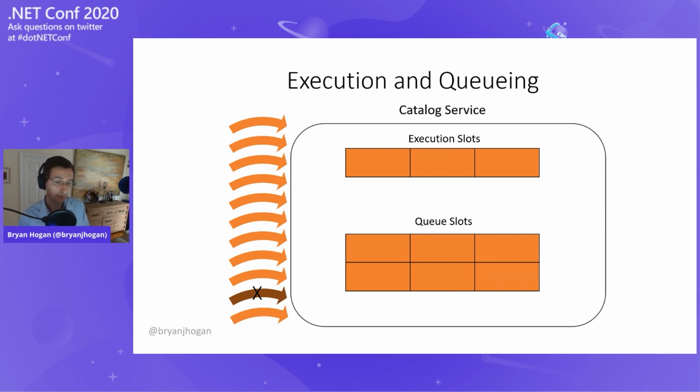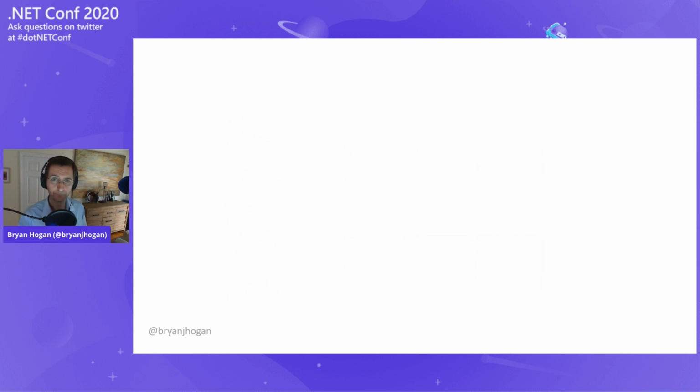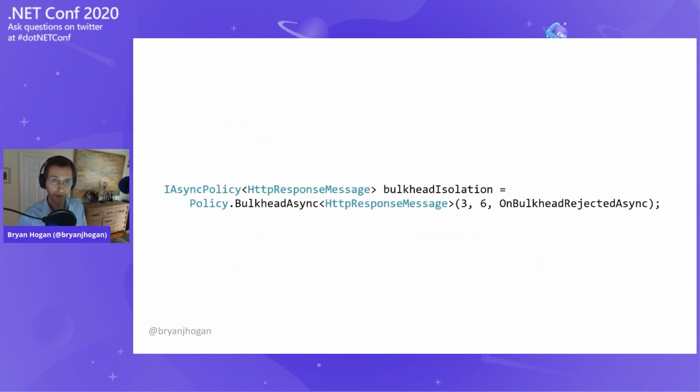This limits the amount of memory, processor, CPU, threads, everything that any part of your application can use. And for something so complicated, the policy is simple to write. It says 3 execution slots, 6 queue slots, and that's it.